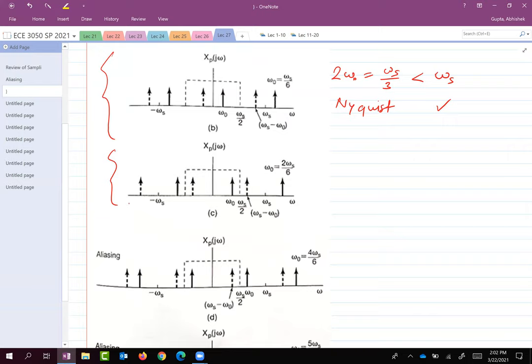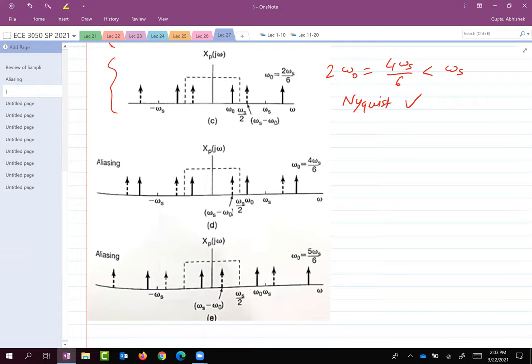So let's look at the other case where omega naught is 2 omega s over 6. So then that is 4 omega s over 6, which is again less than omega s. So therefore the Nyquist rate is satisfied. So if you pass it through a low pass filter, you will get the original signal back without any problem. So these were the easy cases and we discussed them in the previous class.